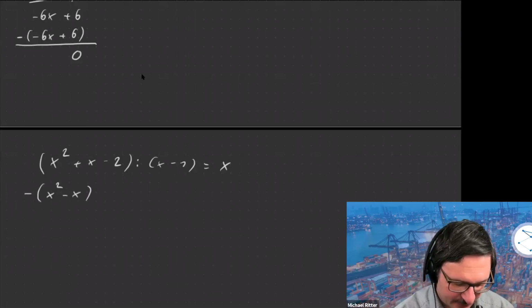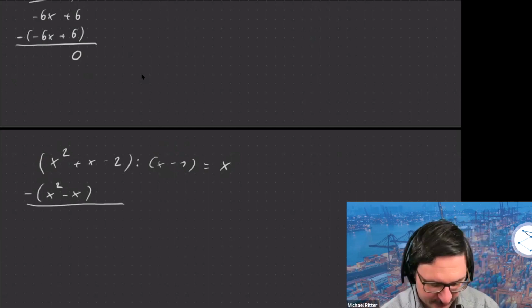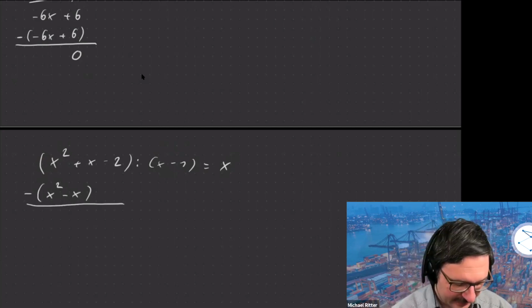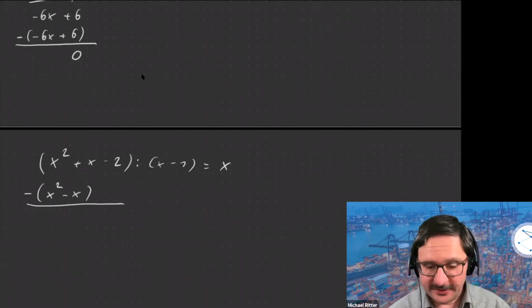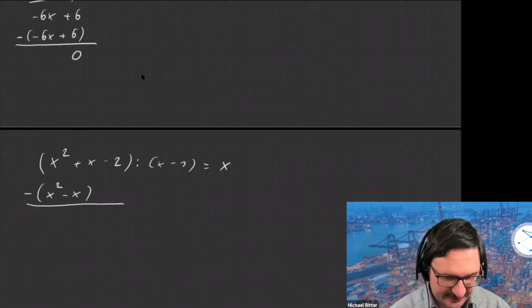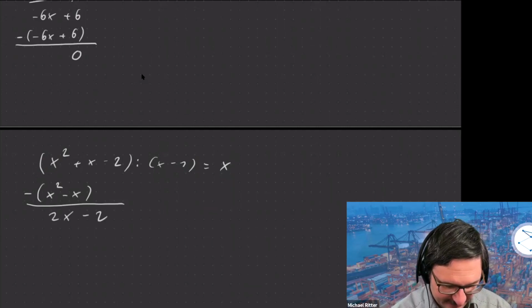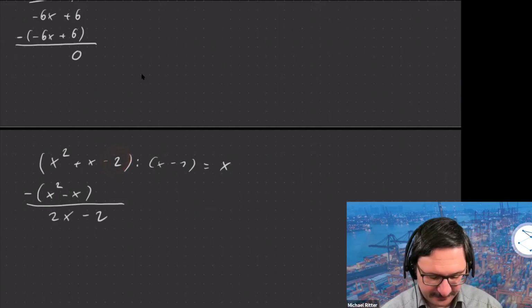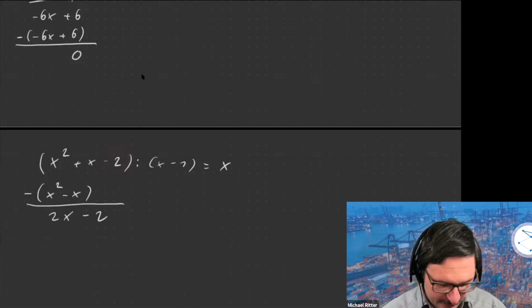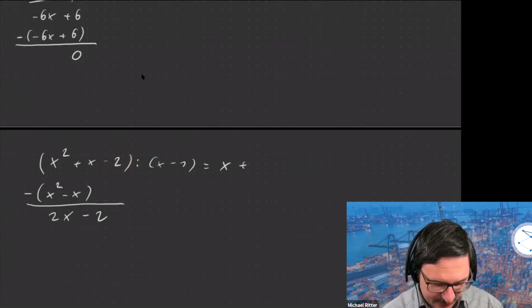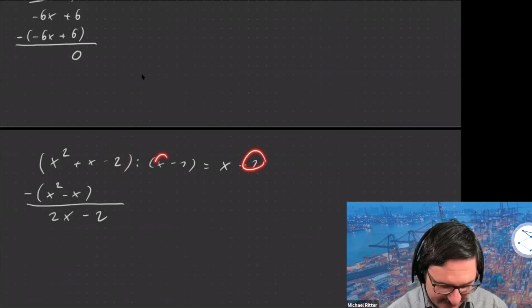And we subtract that from the original polynomial. And that yields x squared minus x squared is 0. Then we have x plus x, that's 2x. And we still have that minus 2 factor up here. And the next factor I need is 2. So because 2 times x is 2x.